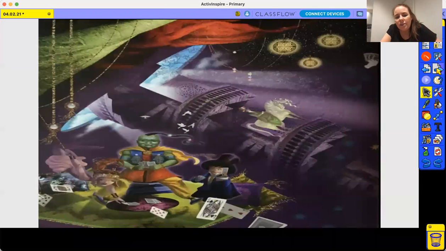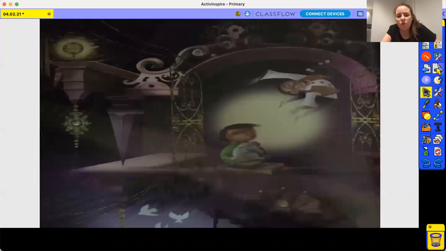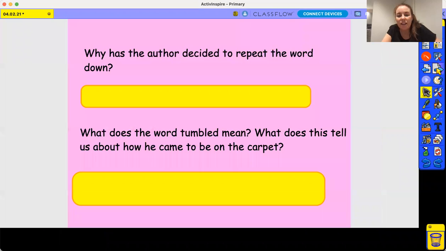Well, it's a bit like when I said to you how I used the word further and further the other day. By using that down, down, down, it emphasises that that's how he travelled, and the fact that he travelled quite a distance, and emphasises the fact that he was falling down, down.